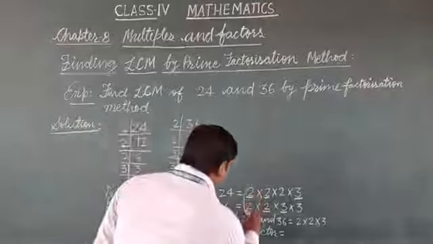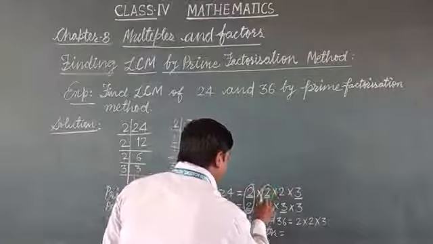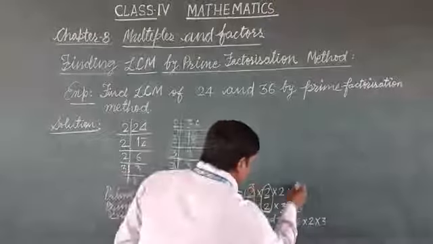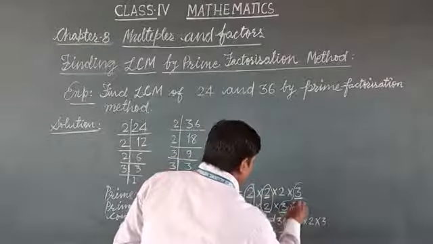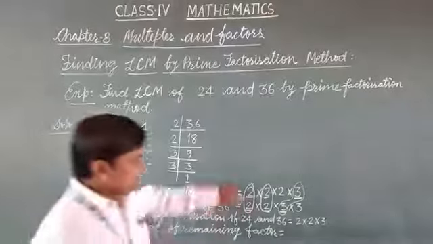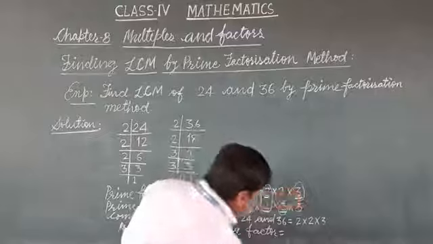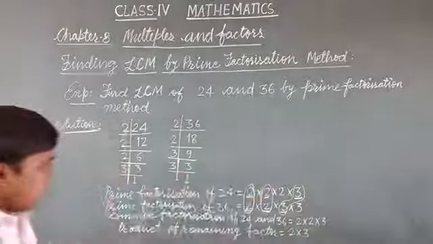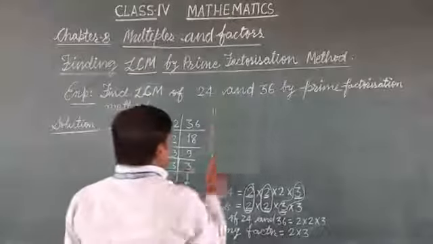These two we have taken in common factorization. These two we have taken in common factorization. These two we have taken in common factorization. So remaining factors are 2 and 3. 2 into 3. And now LCM is equal.